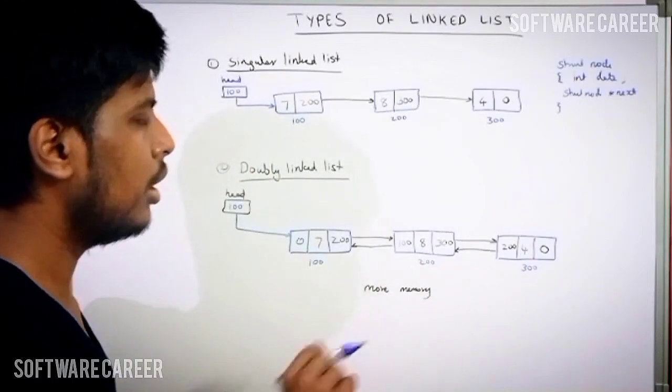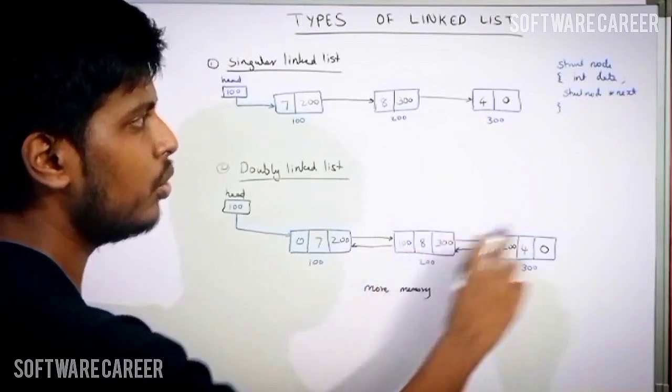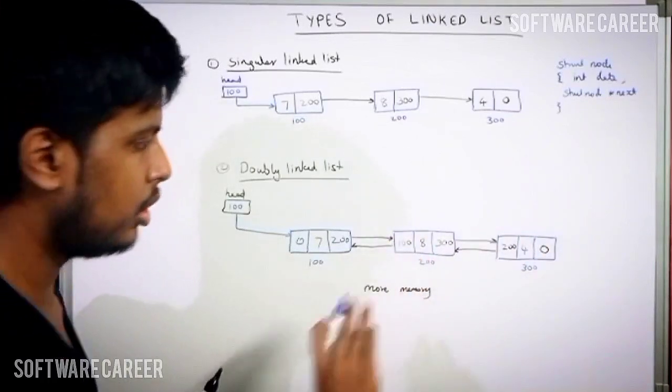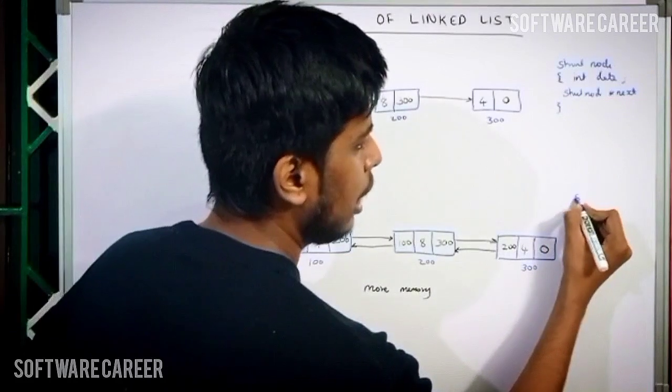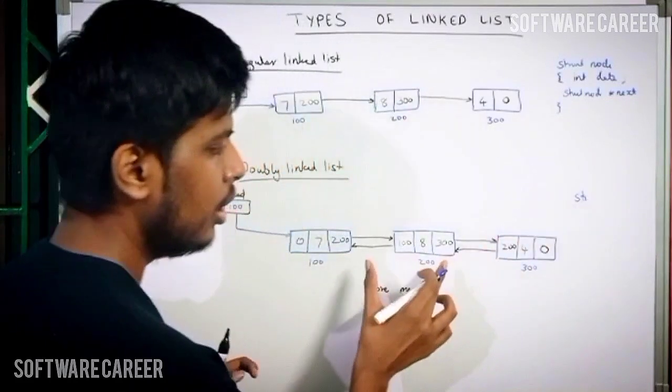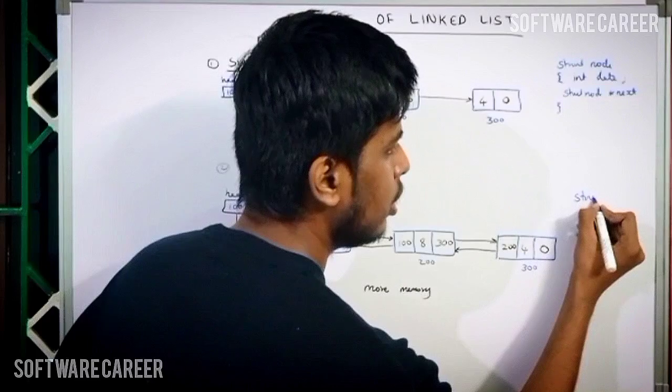Now let's see how to write the code for the structure of this node, the structure of each node. I am defining the structure of each node. So struct node.